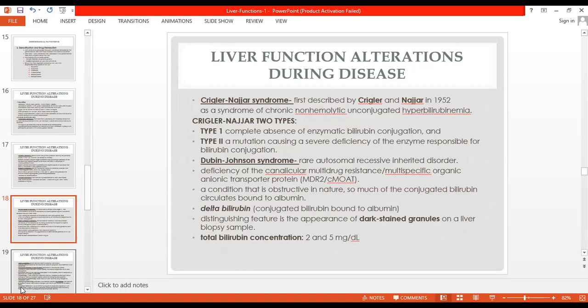A distinguishing feature of Dubin-Johnson syndrome is the appearance of dark-stained granules, thought to be pigmented lysosomes, on a liver biopsy sample. Usually, the total bilirubin concentration remains between 2 and 5 milligrams per dL, with more than 50% due to the conjugated fraction. This syndrome is relatively mild in nature with an excellent prognosis. People with Dubin-Johnson syndrome have a normal life expectancy, so no treatment is necessary.